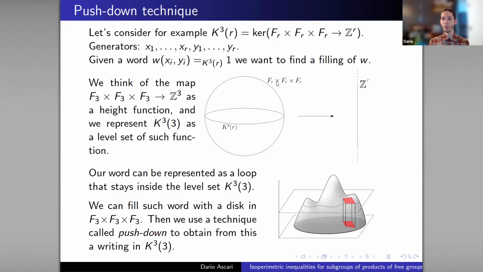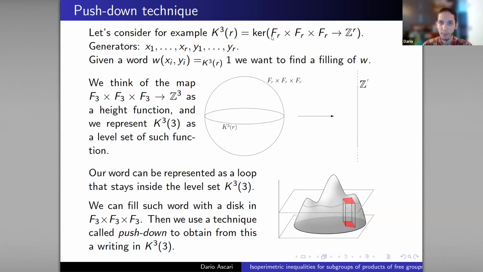The problem is that this disk is not contained in the kernel, but instead along the disk the height changes. So the disk goes up and down, inside this ball. And so we use a technique called push down to push down literally this disk to a disk contained in K3R. So this is more or less how the upper bound is obtained.